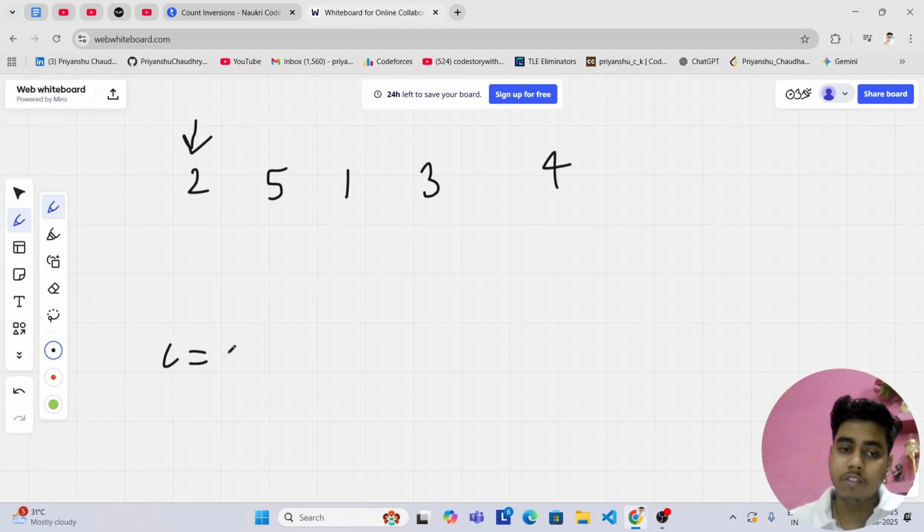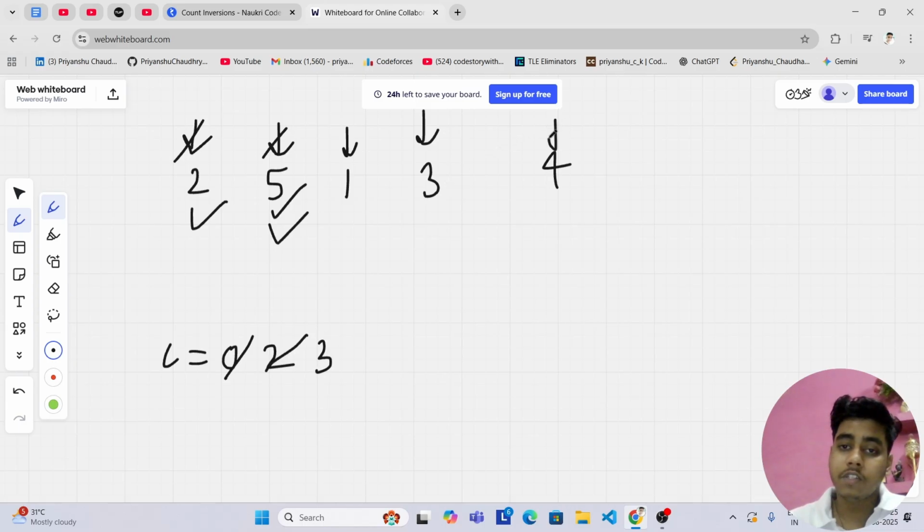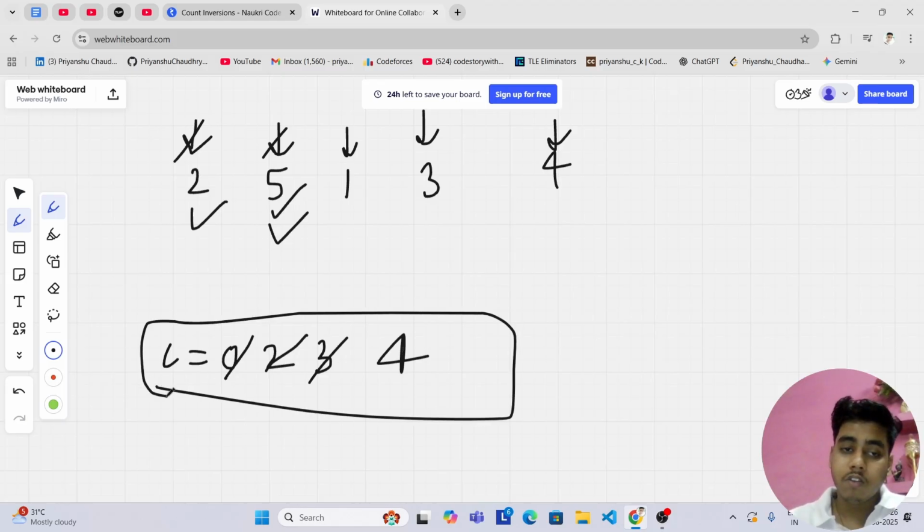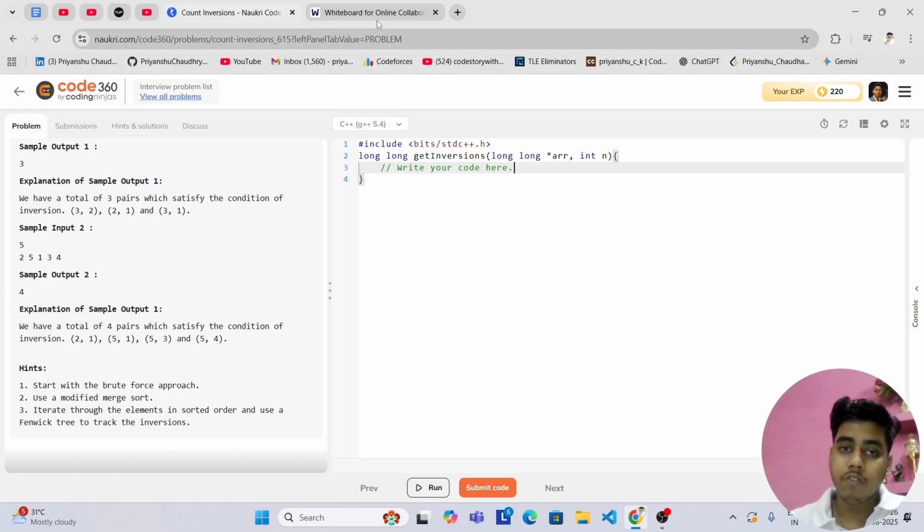Let's take a count variable, this is 0. Now we are here: all the elements greater than 5 before 5, 0. Here all the elements greater than 1 before 1, yes, 2 and 5, so count is increased by 2. All the elements greater than 3 before 3, yes, only 5, so count is increased by 1. All the elements greater than 4 before 4, yes, 5, so count became 4. So our answer was also 4.